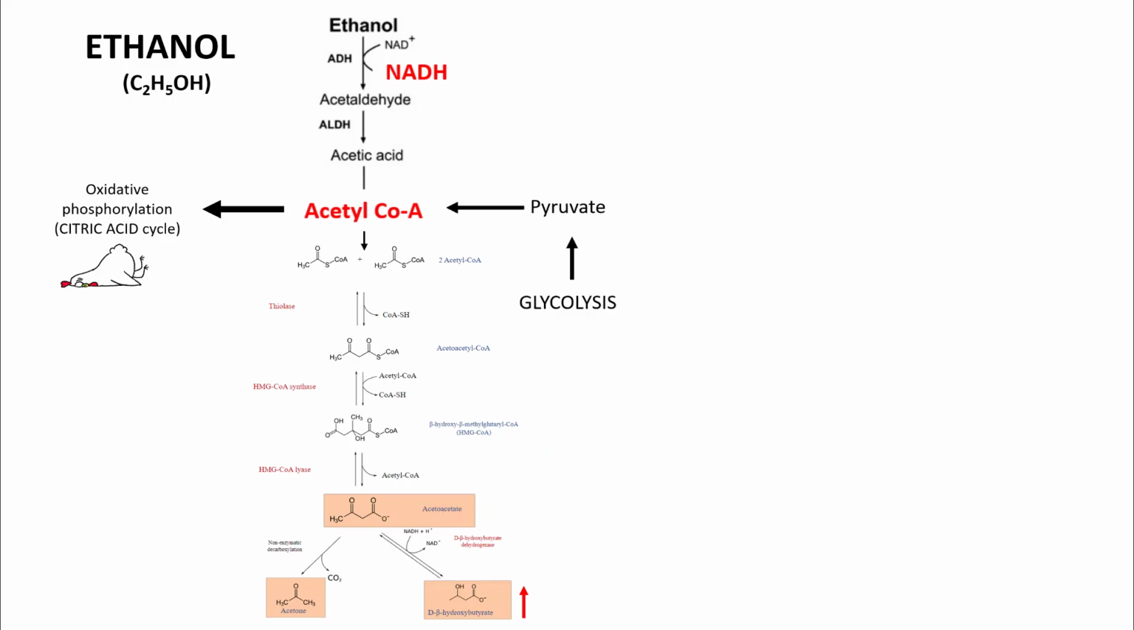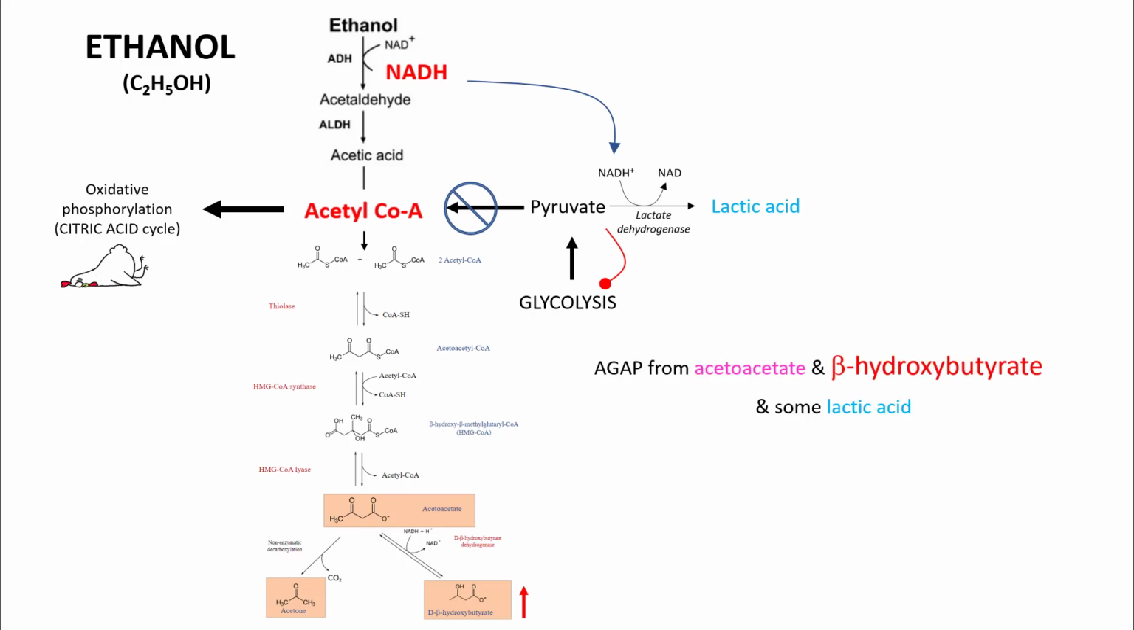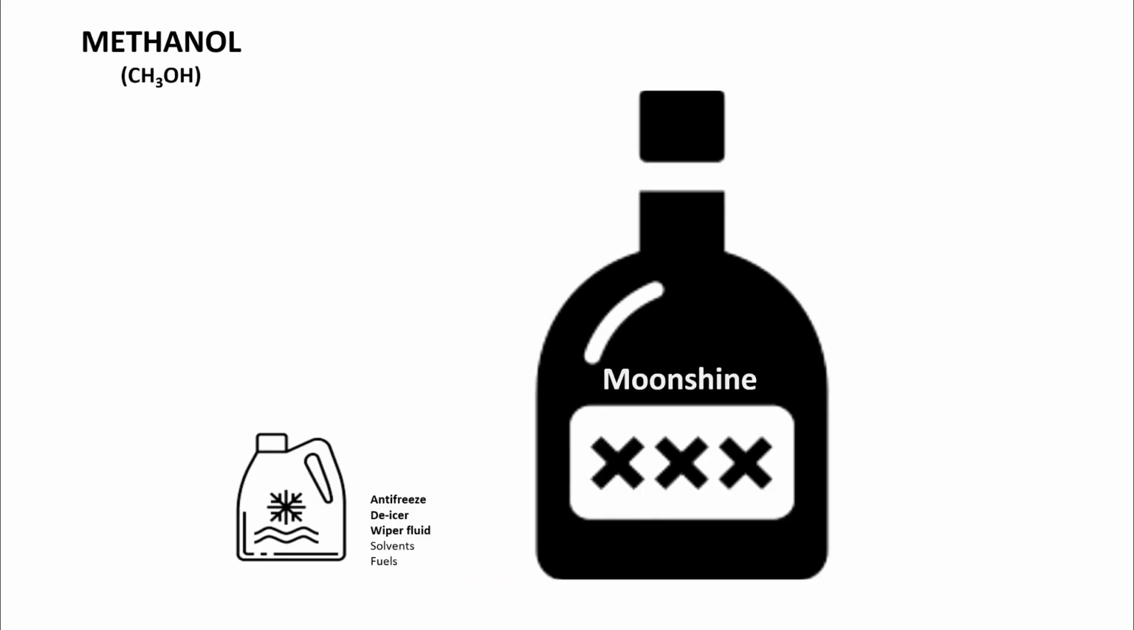In glycolysis, pyruvate is converted into acetyl-CoA. Since there is an excess of acetyl-CoA, some of the pyruvate is diverted toward lactic acid formation. So you get an anion gap from acetoacetate, beta-hydroxybutyrate, and some lactic acid. Acetoacetate is your urine ketone test and beta-hydroxybutyrate is your serum ketone test, and this causes your alcoholic ketoacidosis.